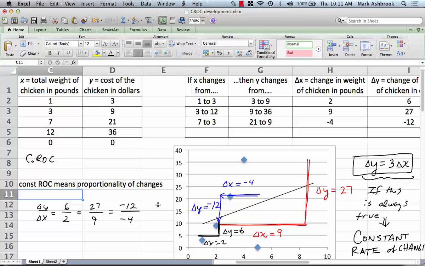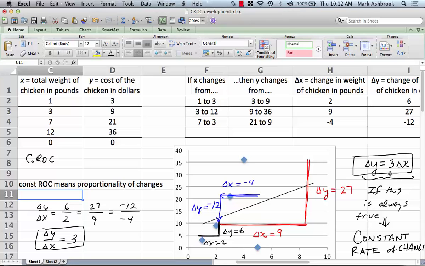So we're looking at all these implications for the mathematics of constant rate of change. The first implication is that the change in y will always be a constant multiple of the change in x. In this case, that constant multiple is 3. Why? Because the chicken was $3 a pound. So any additional amount of chicken or a reduction in chicken will mean 3 times the increase in cost or the reduction in cost. And so that also means that the change in y to the change in x is this constant ratio of 3. Those are in a constant ratio, okay?